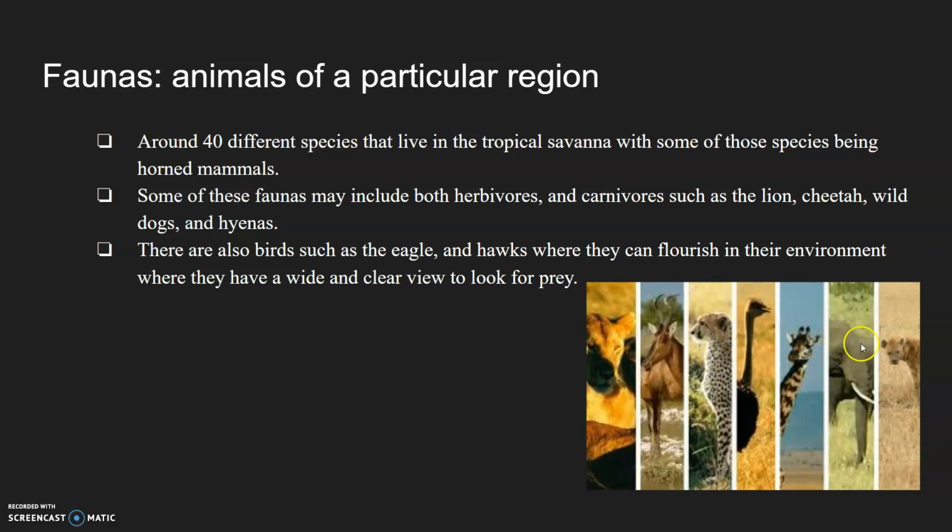Some of the herbivores may include elephants, ostrich, giraffes, etc. And some of the carnivores are lions, cheetahs, and hyenas. There are also birds such as eagles and hawks, where they can flourish in their environment, where they have a wide and clear view to look for prey. Being in the tropical savanna, it is an open space, so if any animals have died for a while, eagles or hawks may look into the area and hopefully catch some prey.